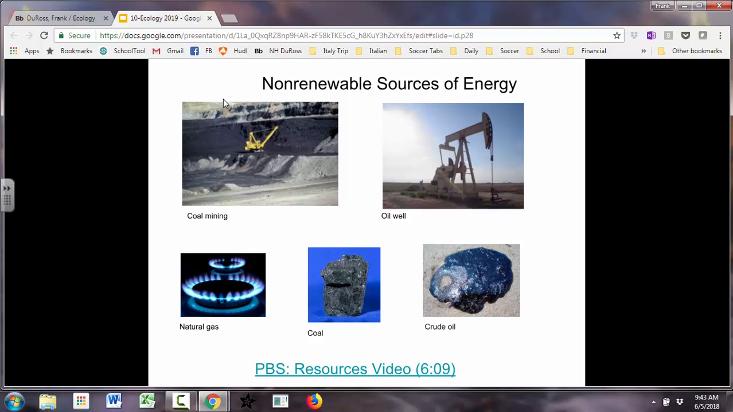And as we dig more and more out of the ground and there's less and less available, what happens to the cost or the price? It goes up. The less you have, the higher the price goes.